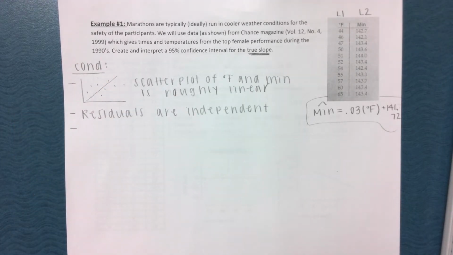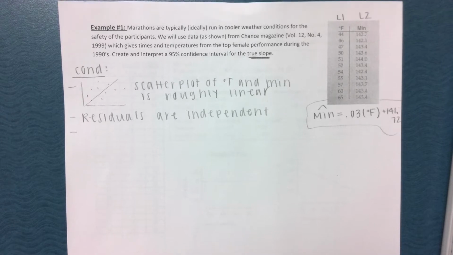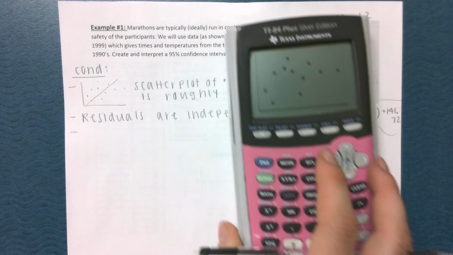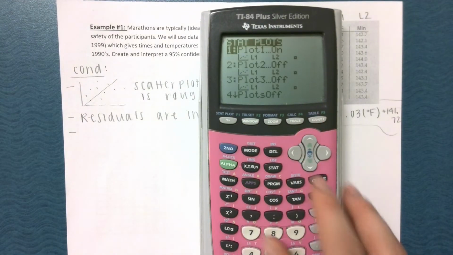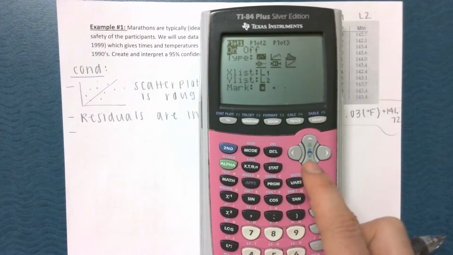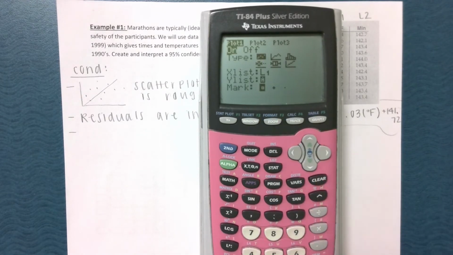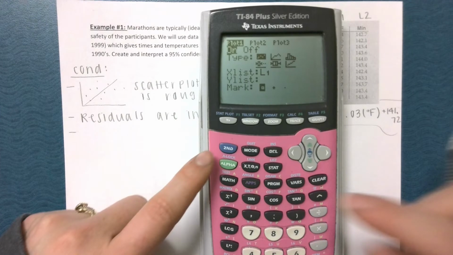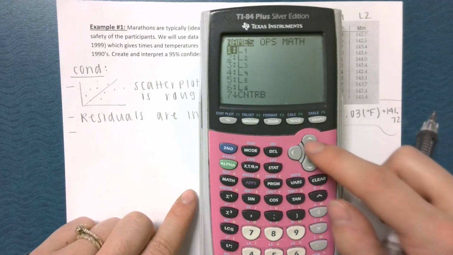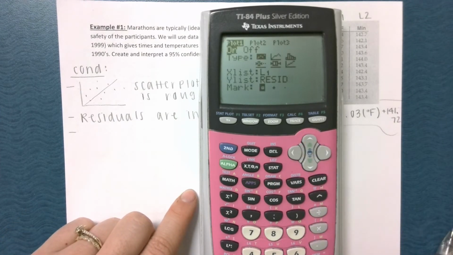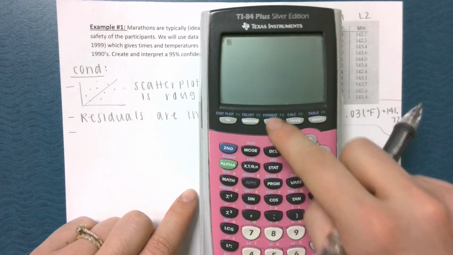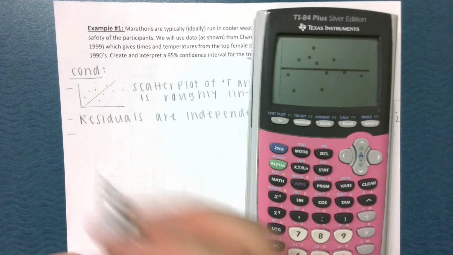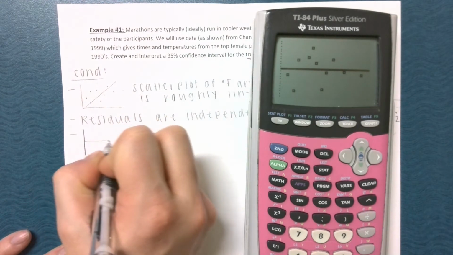Okay, the third condition is making sure that the residual plot is evenly spread. I haven't made a residual plot yet, so I'm going to go ahead and do that. I'm going to go to my stat plot again, so second y equals. And instead of L2, I want to change this to residual. So we said to press second stat. Here's residual. And now I can zoom 9. Here's my residual plot. I'm just going to sketch that real quick.